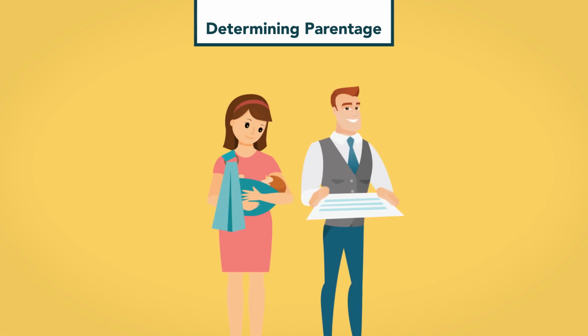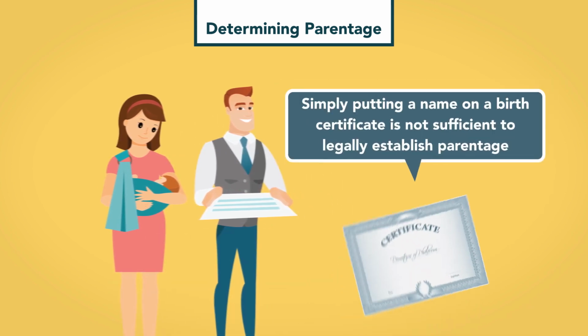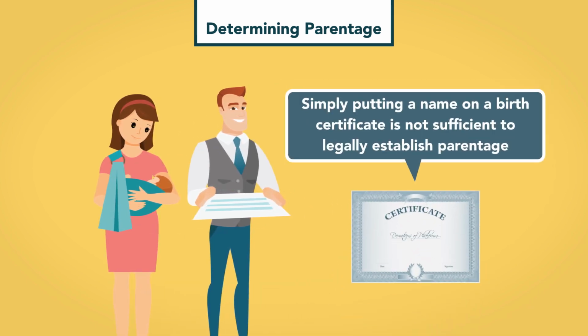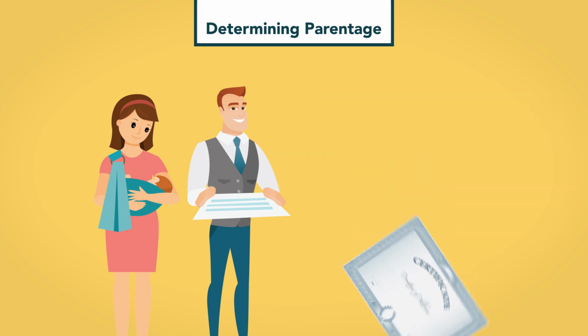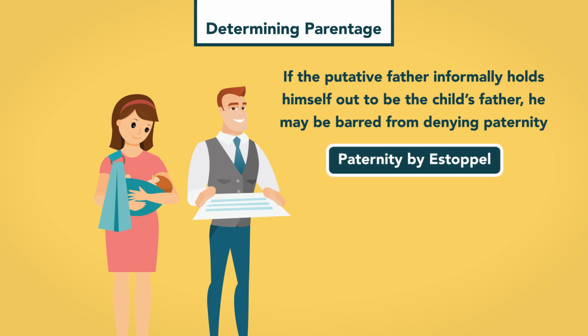If the couple is not married, but the father signs paternity papers acknowledging the paternity of the child, that is legally sufficient. Note that simply putting a name on a birth certificate is not sufficient to legally establish parentage. However, if the putative father informally holds himself out to be the child's father, he may be barred from denying paternity. This is sometimes known as paternity by estoppel.